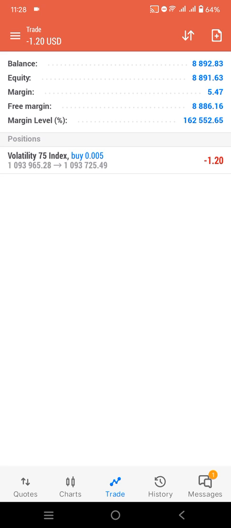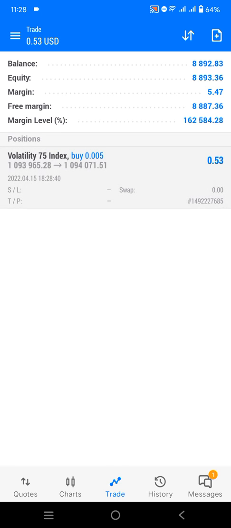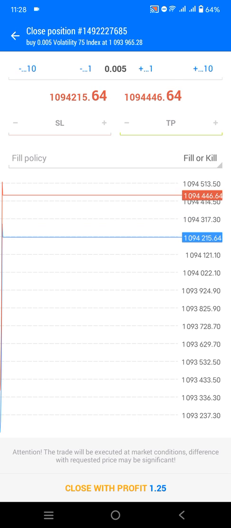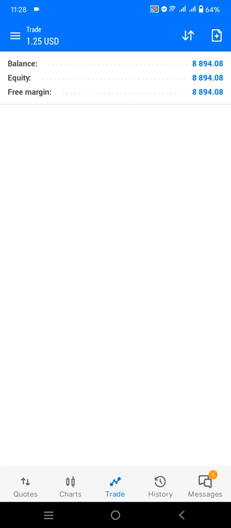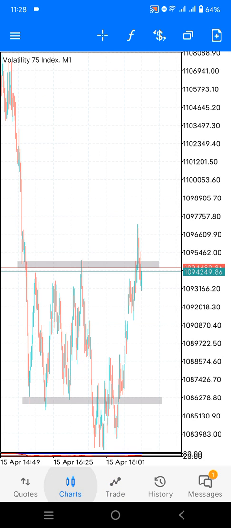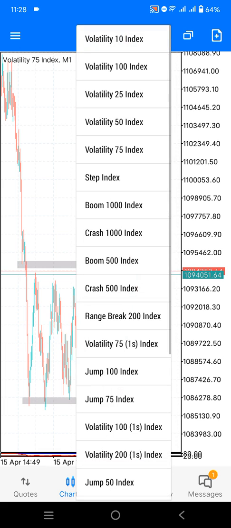The first trade is just placed and is in profit. You will book your profit and run. $1.25. Let's move on to the next index.